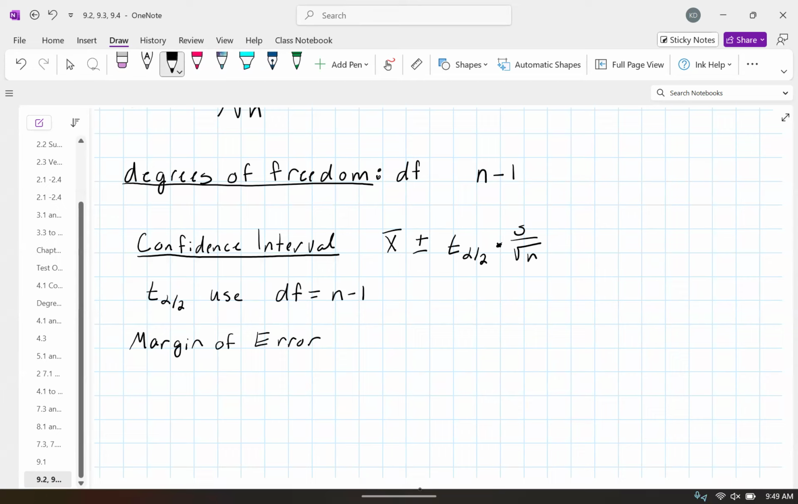Our margin of error, we actually already have that on the screen. This is going to be E equals t alpha over 2 times standard deviation over root n. So a lot like the stuff we did last time with our z-scores. And I think we were, population parameters.